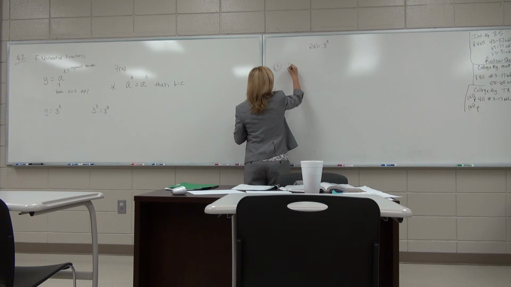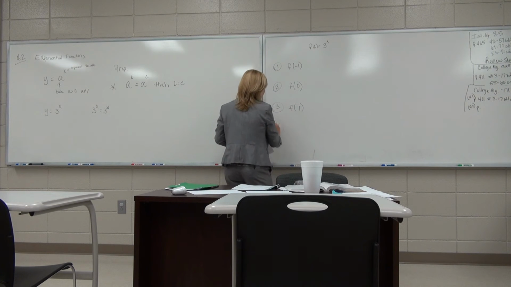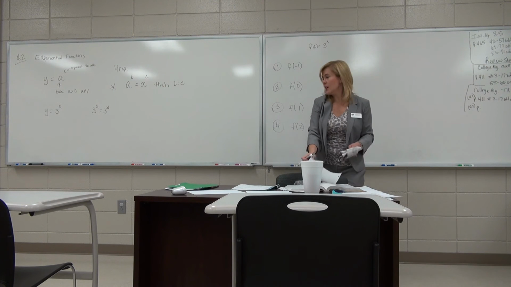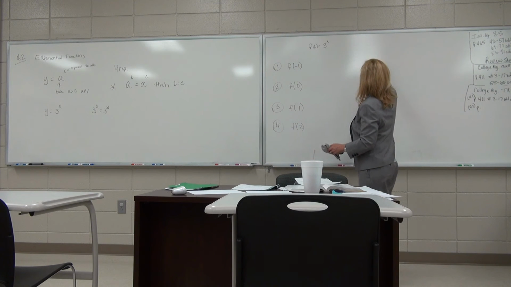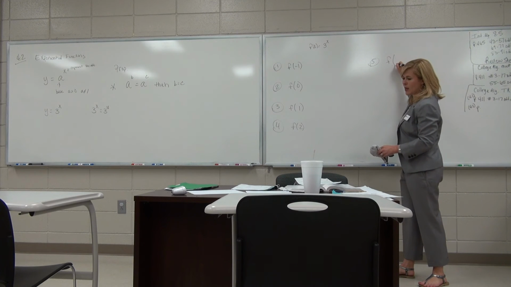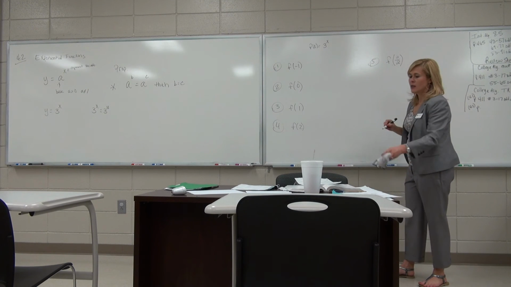Number one, we want to find f of negative 1. Number 2, f of 0. Number 3, f of 1. 4, we want to find f of 2. So we're given f of x equals 3 to the x, and then we want to find f of 3 halves. See if we can find these.